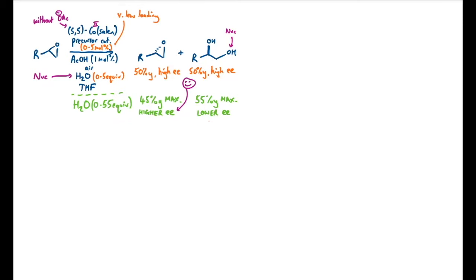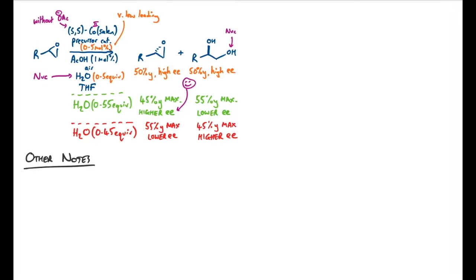If I only put 0.45 equivalents of water in there as the nucleophile, the reverse scenario will happen, in that we can get a maximum of 55% yield of the epoxide. That's because not all of it is opening, and this will be at lower EE, up to 45% yield maximum of the diol, but the payoff is to get a higher EE.